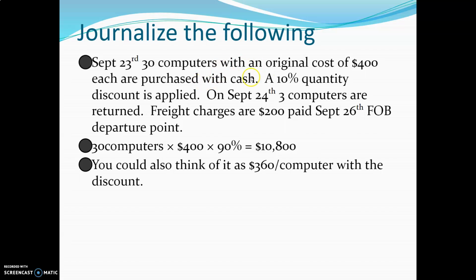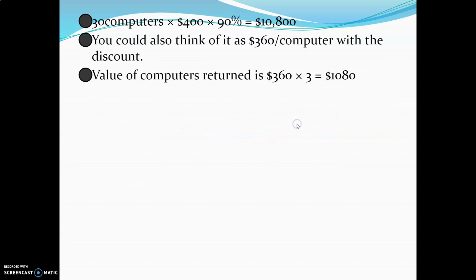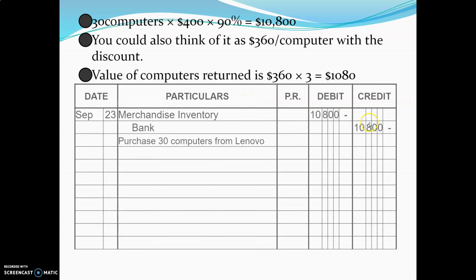So let's get over and start journalizing these. Right now we notice that this is paid with cash, so we don't have to worry about any accounts payable or any discounts related to that. We do have this September 24th where 3 computers are returned. So let's go see how this is going to be done. I'd encourage you to pause at this point and see if you can journalize these transactions first. The one tricky part about this is that this is free on board departure point. So let's go. The very first one, we're going to have a debit of $10,800 into our merchandise account. And what's being credited? Well, it is being paid by cash. So bank or cash is perfectly fine.